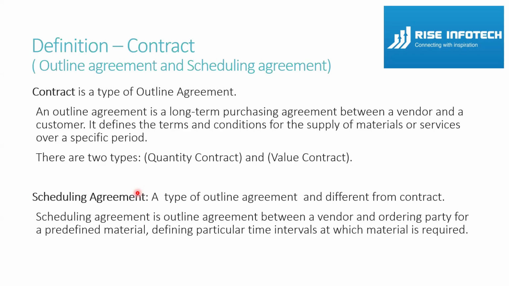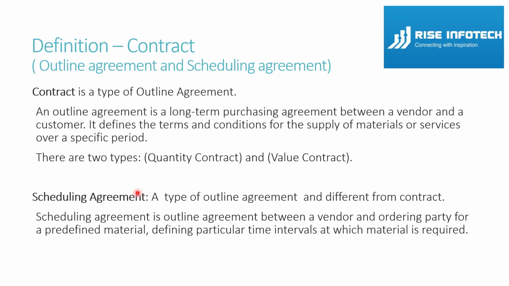So contract is a type of outline agreement. Basically, as Ganesh said, an outline agreement is a long-term purchasing agreement between a vendor and a customer. It defines the terms and conditions for the supply of material or services over a specific period. There are two types of contract, that is quantity contract and value contract.